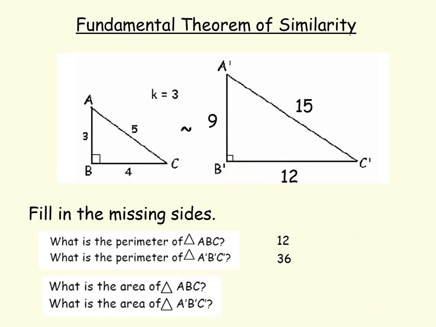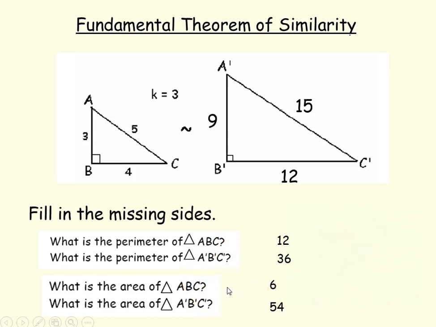And then we can investigate this a little bit further and talk about the areas of the triangles. So the area of triangle ABC is going to be 6 because 3 times 4, the length times the height, is 12 divided by 2, the formula for the area of a triangle. So the area of ABC is 6. The area of A prime, B prime, C prime is 54 because 12 times 9 divided by 2 is 54. So we have the relationships between the perimeters and the relationships between the areas here.